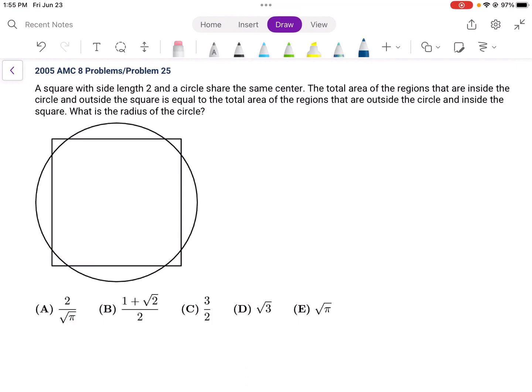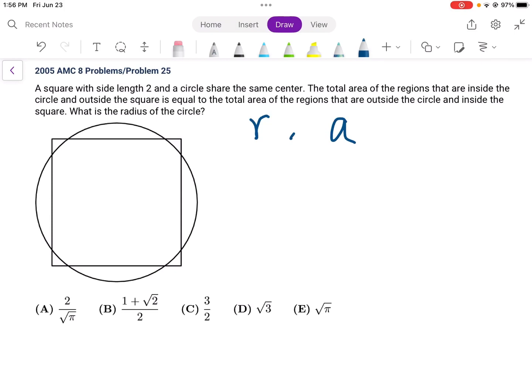In problem 25, the square has the length of the side to be 2, and it overlaps with the circle on the same center. The region that is inside the circle and outside the square is equal to the total area of the regions that are outside the circle and inside the square. We can assume that the radius of the circle to be R, and the area that's inside both the circle and the square to be A.